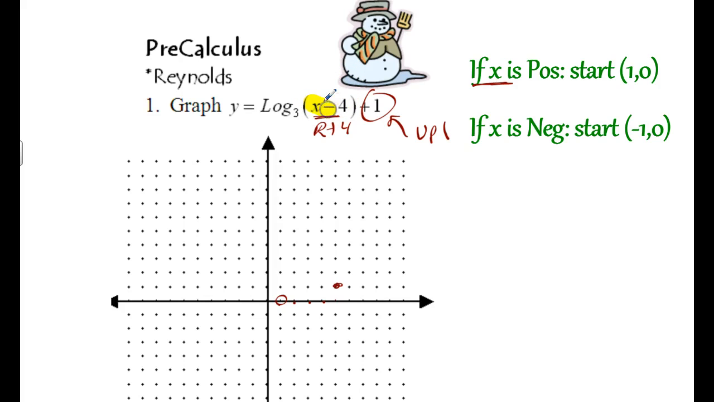Here's my c, and where I'm getting these letters from is just the general equation, a log x minus c plus d. So I'm talking about this being the c value, this 4.